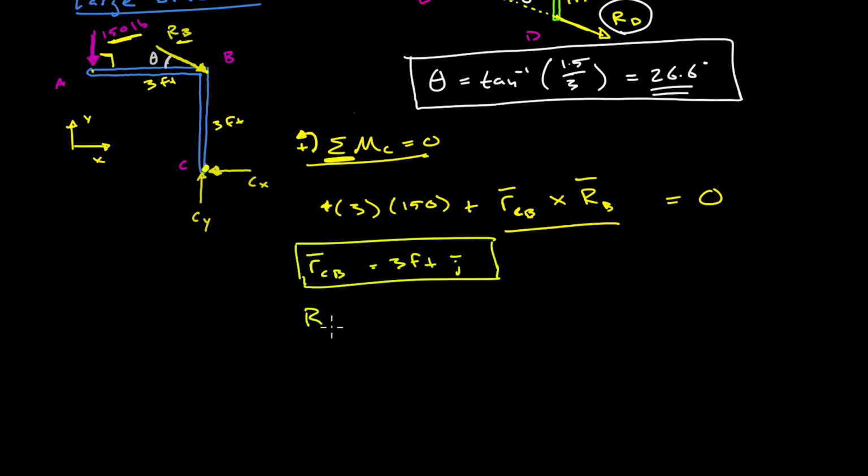RB, that's the reaction force that we're trying to solve for. We need to define this vector as well. And we don't exactly know the magnitude yet because that's what we're trying to find in this problem, but we do know the direction of the force.